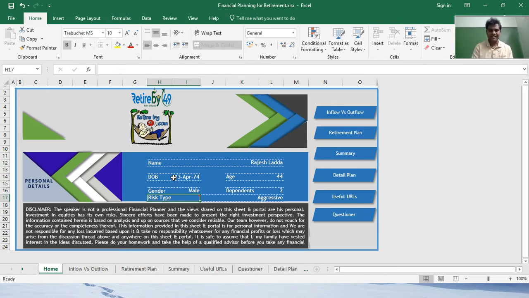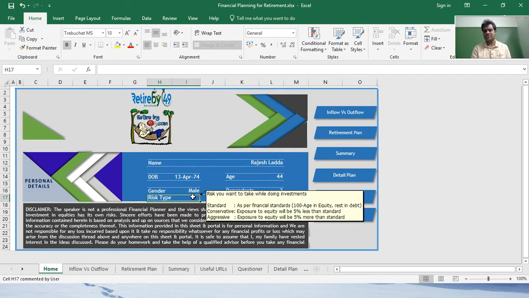Okay. So what is this sheet? Let's first enter your name and date of birth. With this age, it will derive how much percentage you should invest in equity and debt, and then obviously dependents. This is used in generating various components like how much insurance you need, how much health insurance you need. And in risk type, we have defined three types of risk: standard, conservative, and aggressive. Standard you already saw: 100 minus age should go into equity, and the rest will go into debt. For conservative, the equity exposure will be 5% less than standard, and your debt will be 5% higher. For aggressive, exactly the reverse, 5% more exposure to equity.